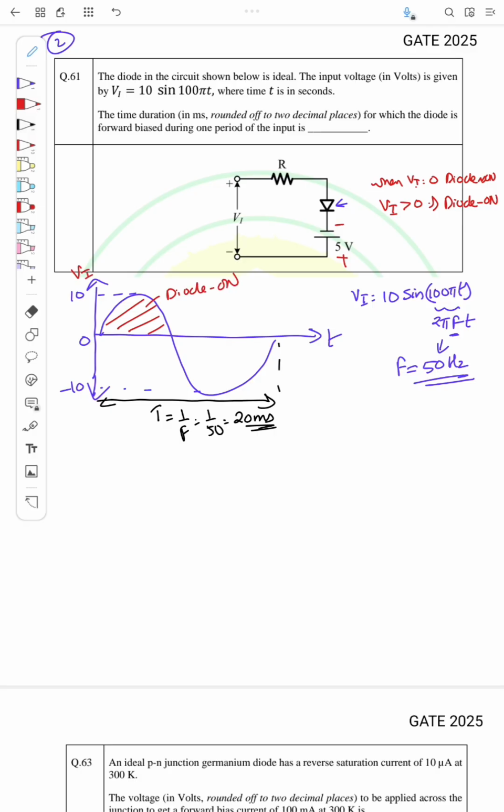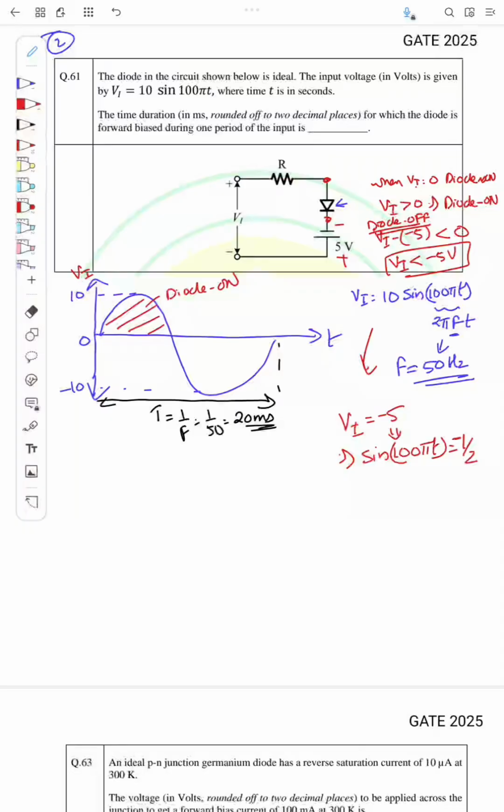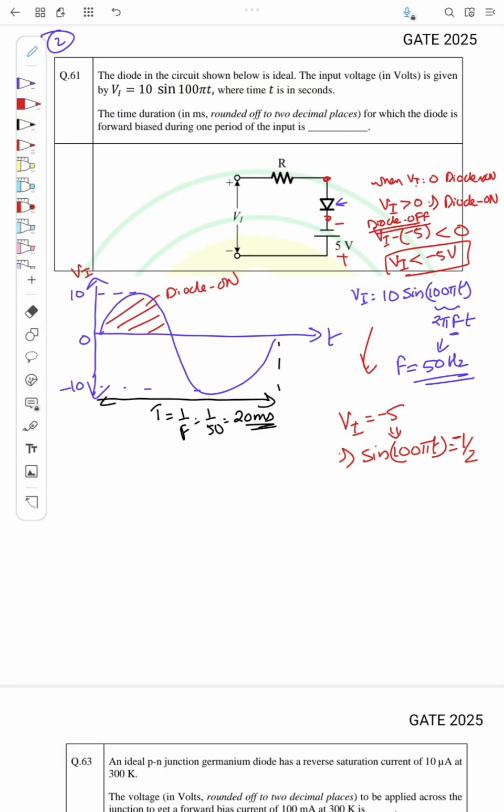When does diode become off? Diode becomes off when this voltage minus this voltage is 0 or less than 0, right. So when Vi minus 5 is less than 0, or Vi is less than minus 5 volt, diode is off, right. So when does this happen? When does Vi become minus 5? This happens when sine 100 pi t is equal to 1 by 2, right. So when does this happen?